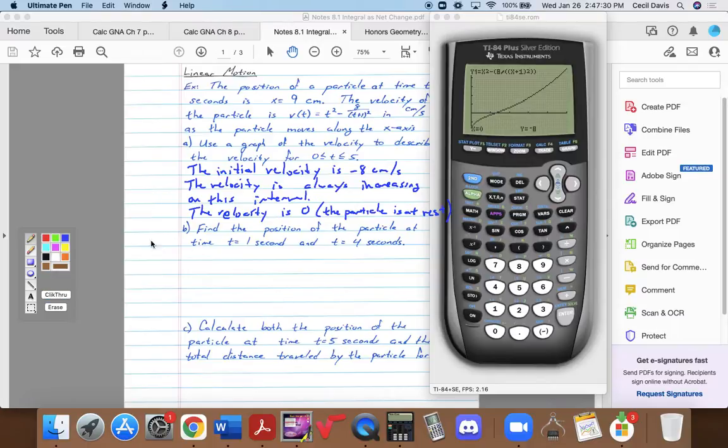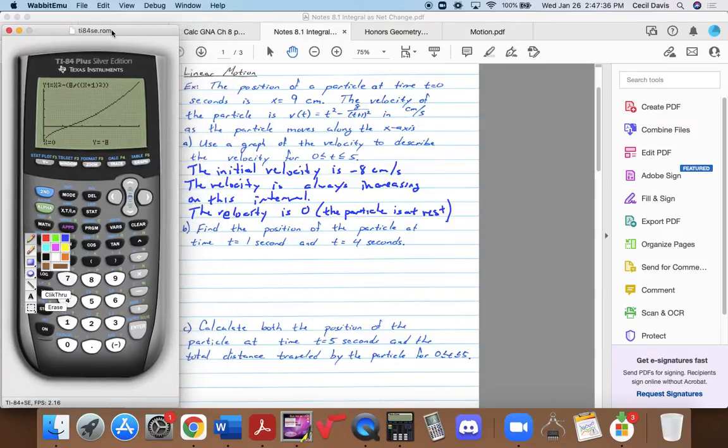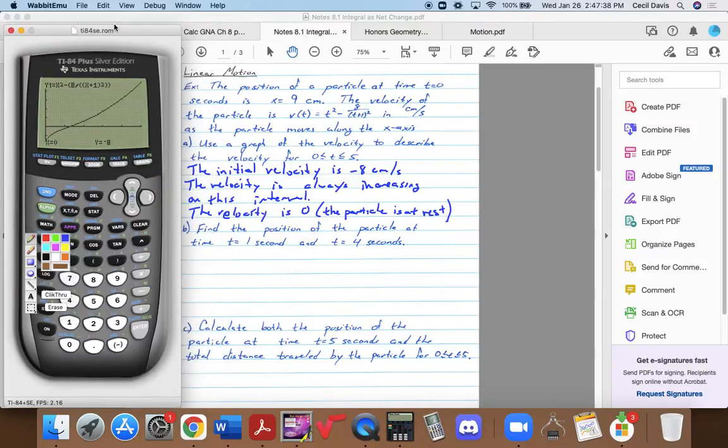Where? 1.37. I think it's one in the 1.2s. 1.25. At t is equal to 1.25 seconds.